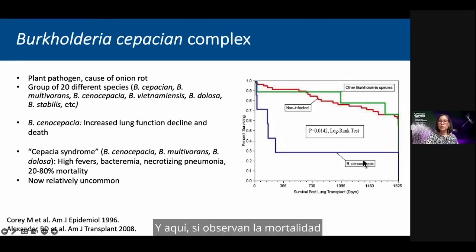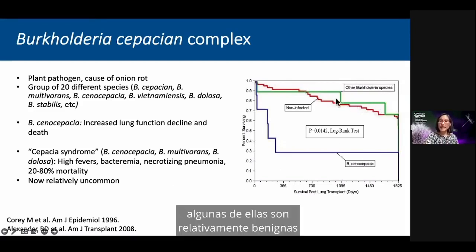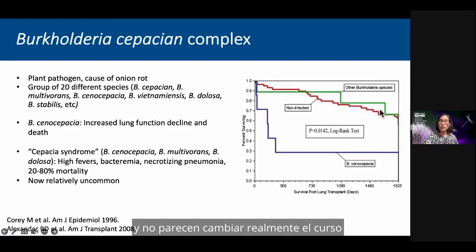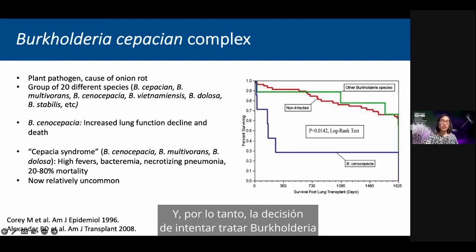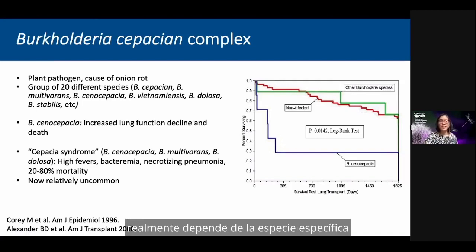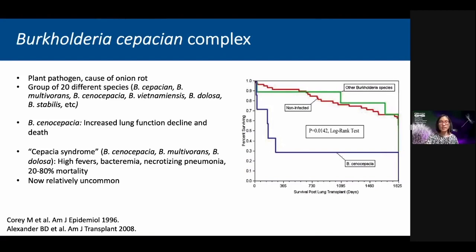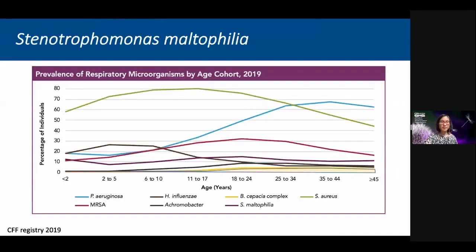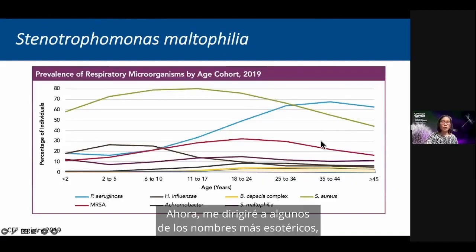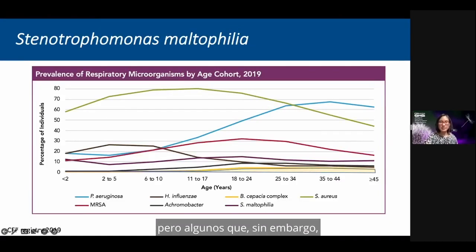And so here, if you look at the mortality of different Burkholderia species, some of them are relatively benign and don't seem to really change the course of long-term outcomes, whereas others do. And therefore, the decision to try to treat Burkholderia really depends on the specific species and what might be the impact on longer-term survival. Now I'm going to head to some of the more esoteric names, but some that nonetheless you may have come across.